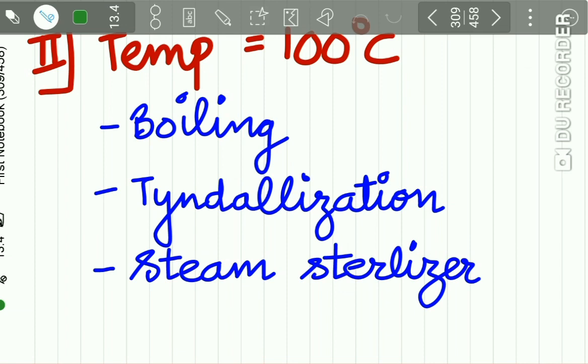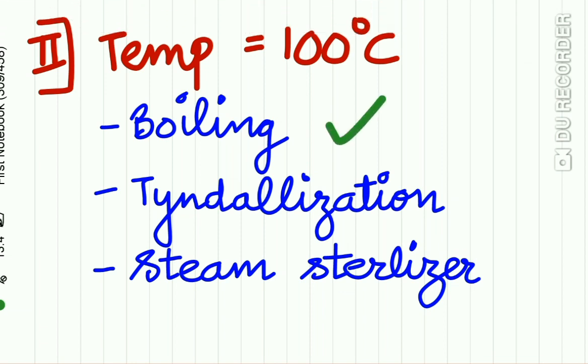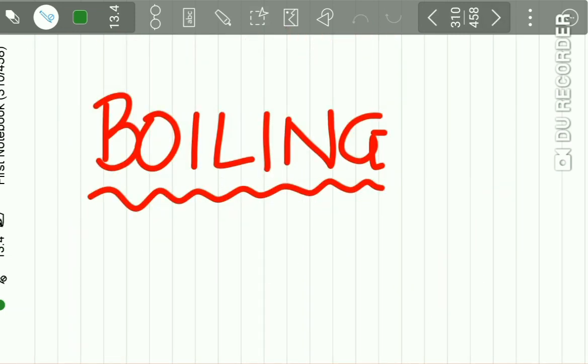Now, the second method of moist heat sterilization is using the procedures at a temperature equal to 100 degrees Celsius. These are the boiling method, the tyndallization, and the steam sterilizer. So let us study the boiling method.